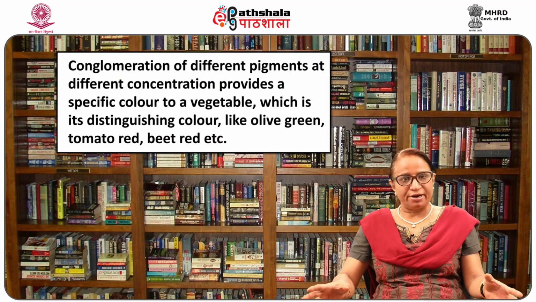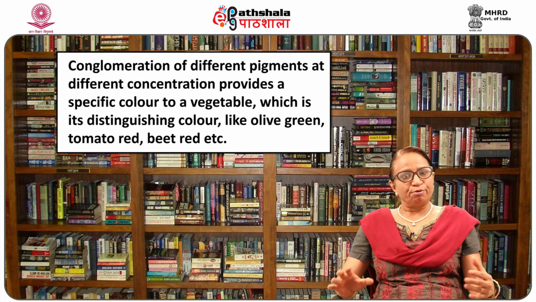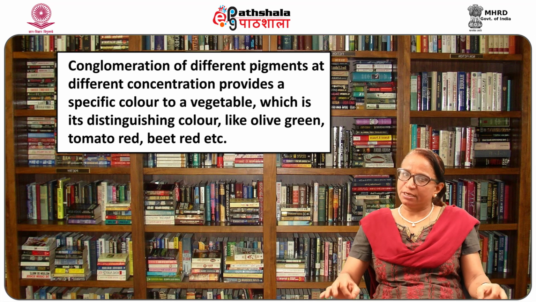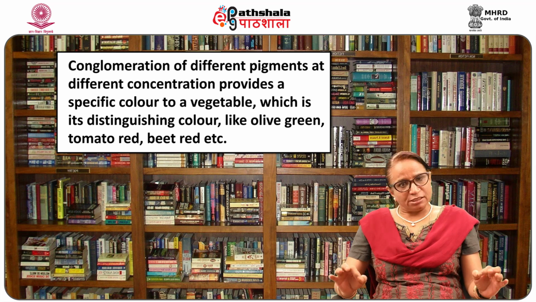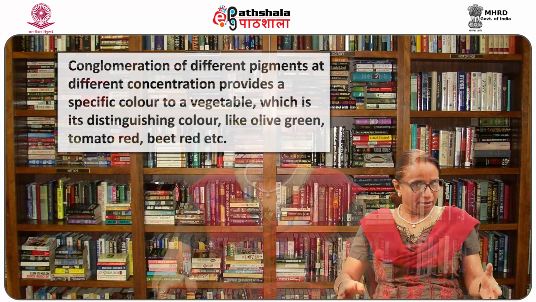Conglomeration of different pigments at different concentrations provides a distinctive color to a vegetable, which is a specific characteristic like olive green, tomato red, beetroot, etc. Pigments in plants also attract insects, thereby encouraging pollination.